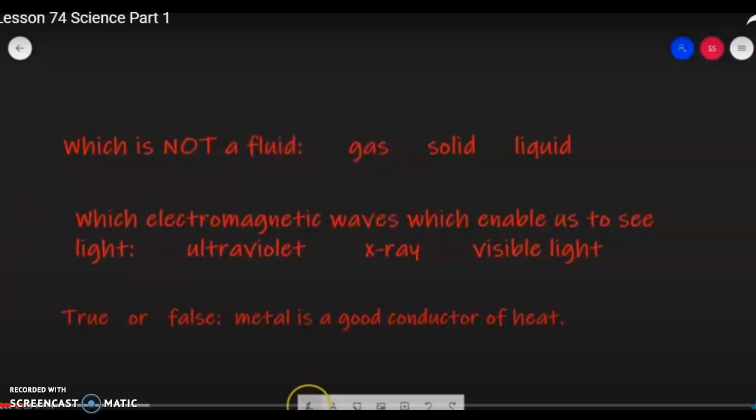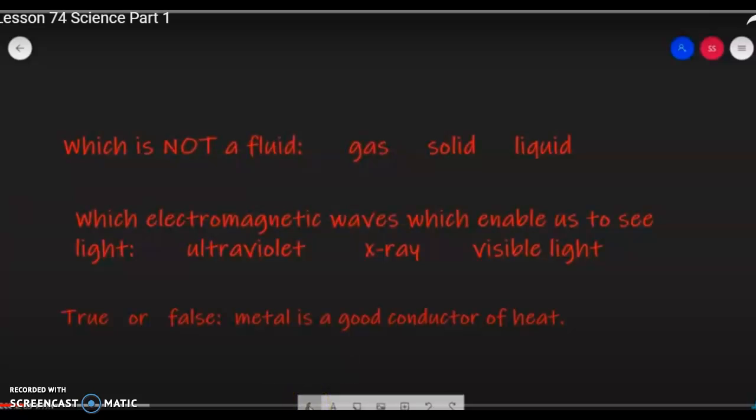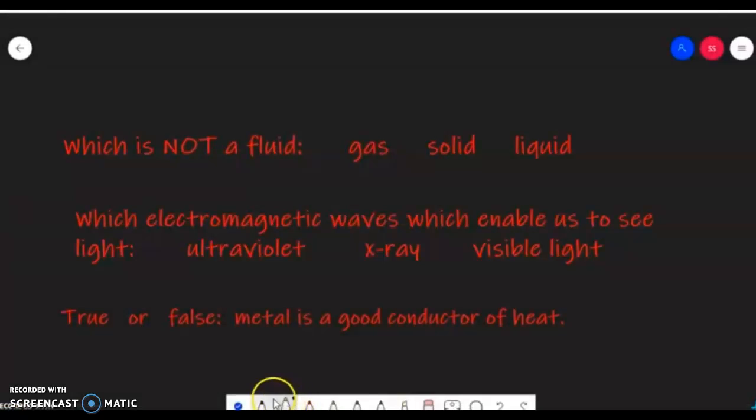So let's just do a little pop quiz. The first one here, which is not a fluid? Gas, solid, or liquid? That would be solid. What about which electromagnetic waves would enable us to see light? Ultraviolet, X-ray, or visible light? The key word here is see, so your answer would be visible light.